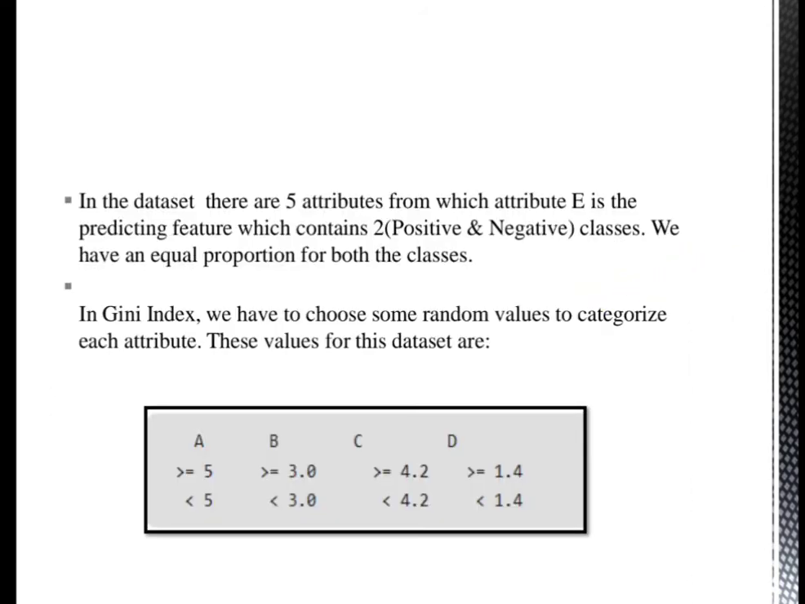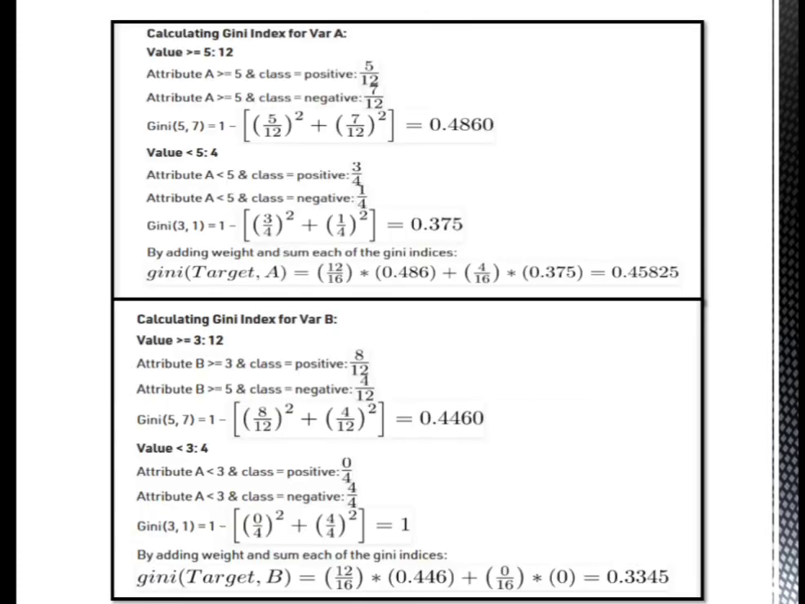So for A, the value is greater than or equal to 5 and less than 5. For B, the value is greater than or equal to 3.0, less than 3.0. For the C attribute, the value is greater than or equal to 4.2, less than 4.2, and for the D attribute, the value is greater than or equal to 1.4 and less than 1.2. So these are the values we have taken randomly in order to categorize each attribute. Let us see how we can calculate the Gini index for each attribute.